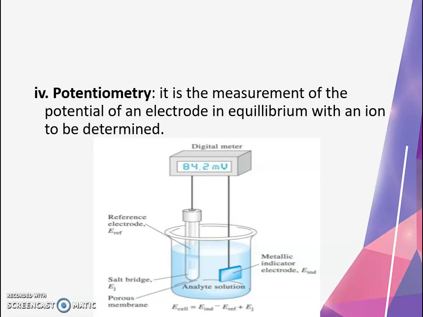Potentiometry. It is the measurement of potential of an electrode in equilibrium with an ion to be determined. So there are two electrodes, reference and indicator electrodes.